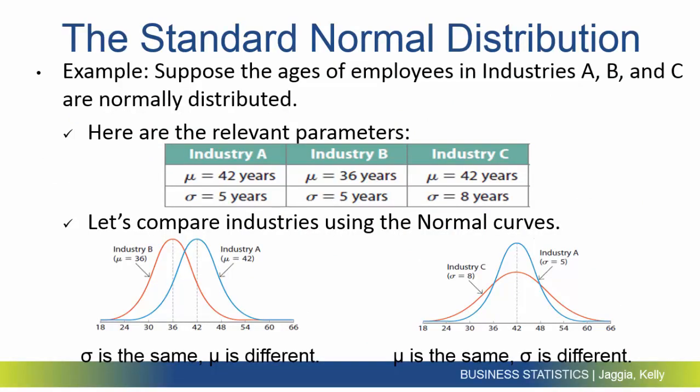Okay, so here are some examples of 3 industries and the age of employees within each industry. Let's compare the normal curves. As you can see, industry A and B have the same standard deviation, but they have different means, one of 42 and one of 36 years. Now on the other side of the slide, let's compare industry A and C, where they have the same means of 42 years, but different standard deviations, and therefore the shape of the distribution is different.